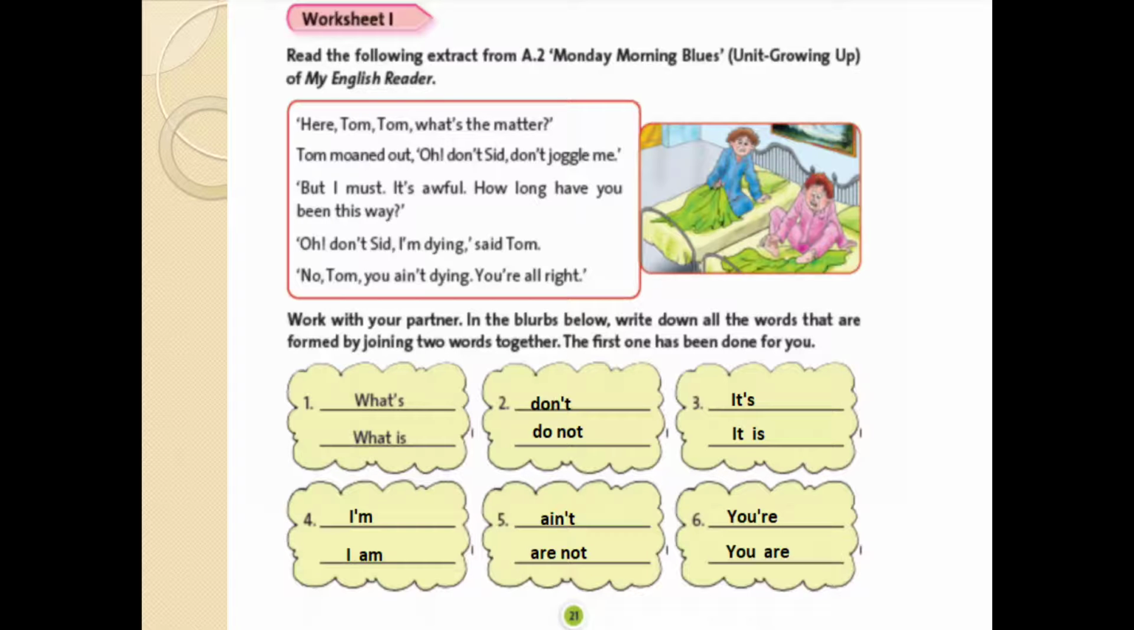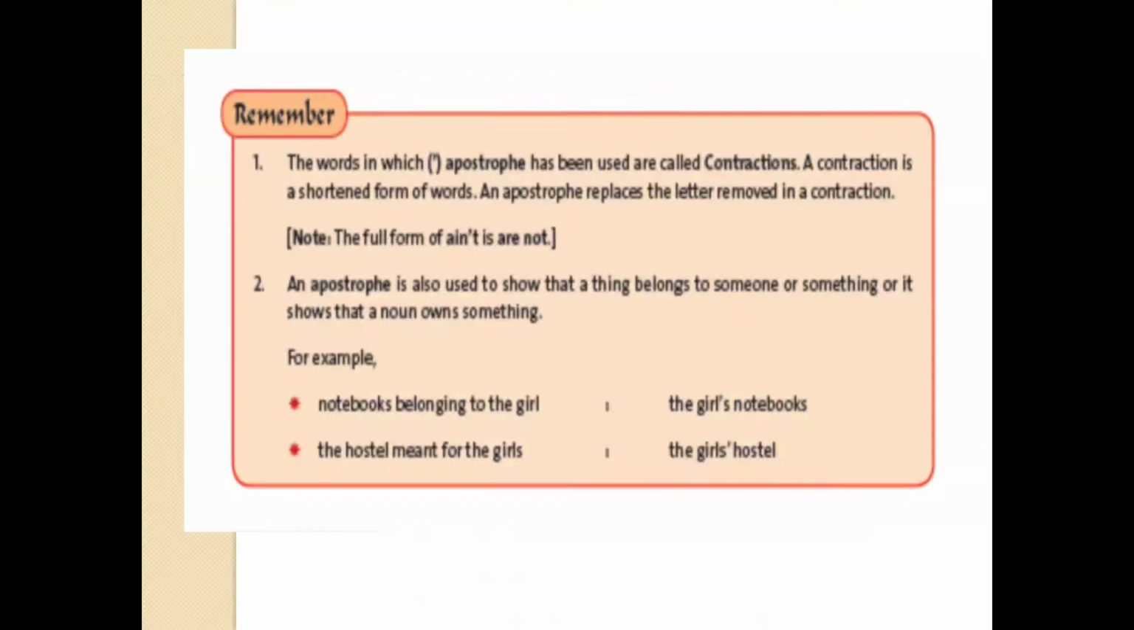So this is how contractions can be made. The two words can be shortened by using an apostrophe. Now let's move to the next page. Remember, students, that the words in which an apostrophe has been used are called contractions. A contraction is a shortened form of words. An apostrophe replaces the letter removed in a contraction. We have already discussed this. The full form of ain't is are not.